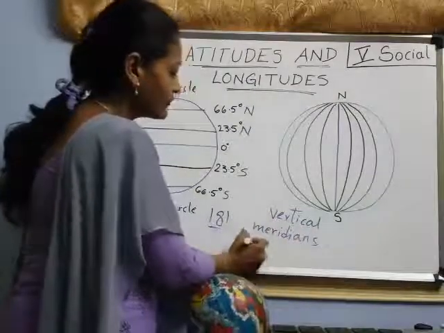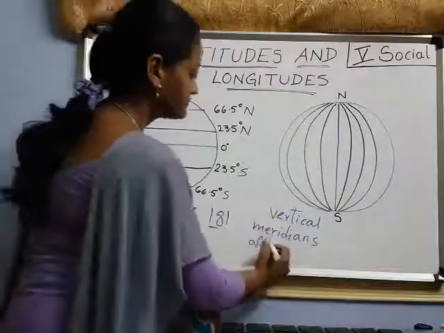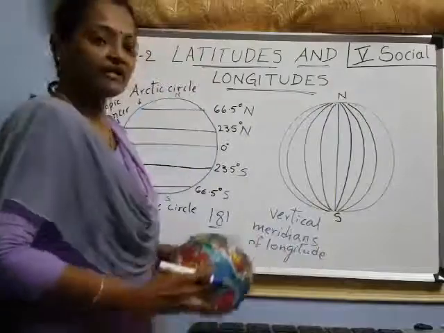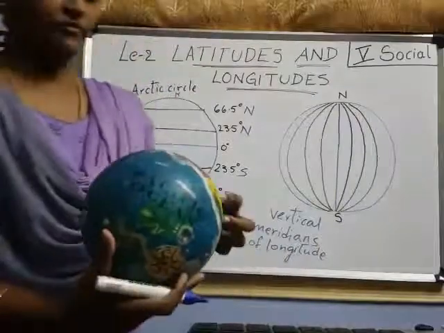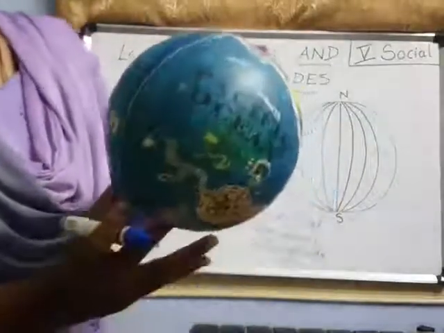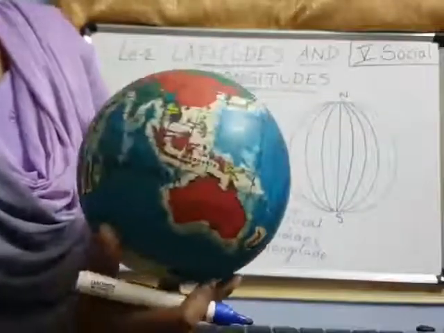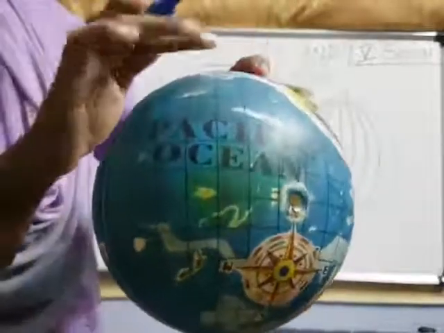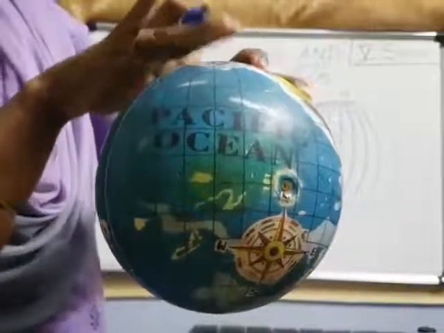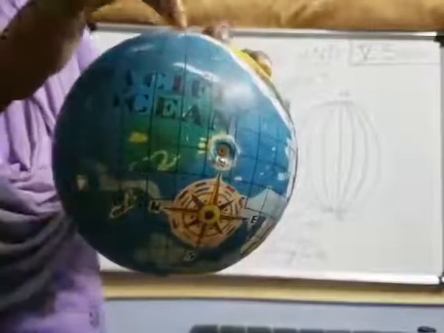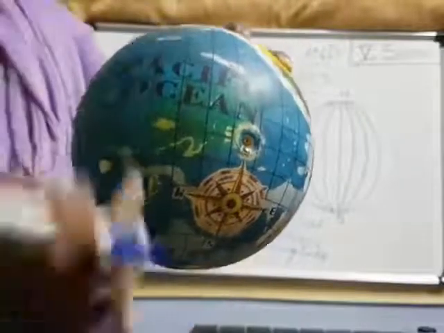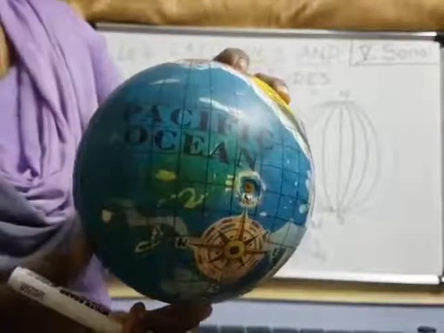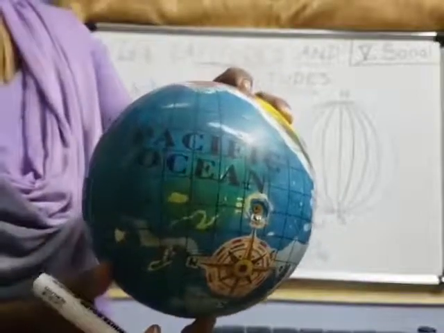Meridians of longitude. Right children? Now I will show here on this globe. Look here, this globe has some lines. Clearly you can see some lines, right? These lines are running from this side, which is north, to this side, which is south. The lines that are running from north to south, these straight lines, we call meridians. Meridians of longitude. Right?